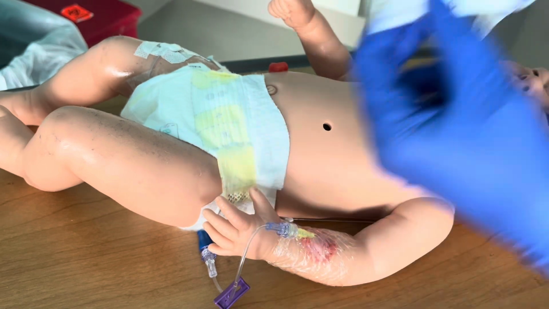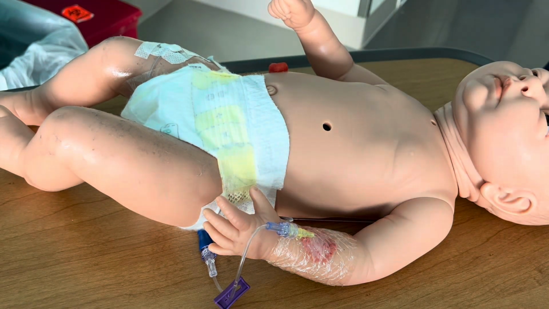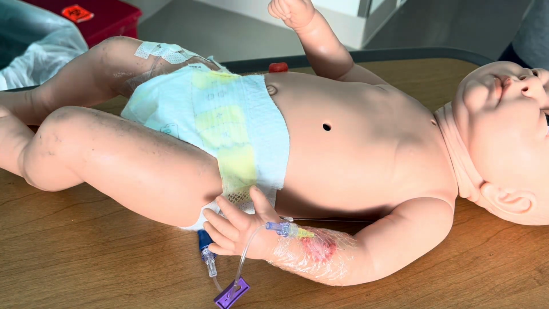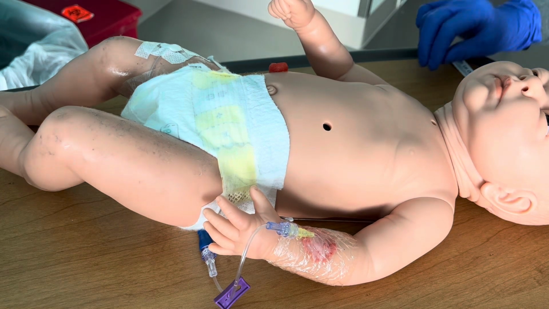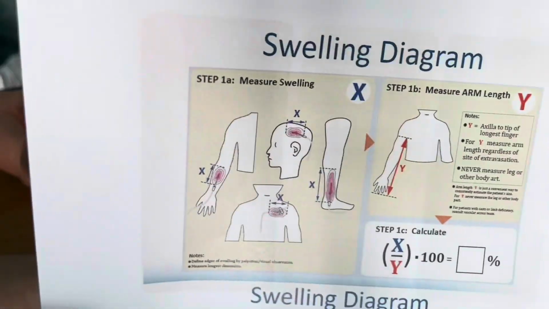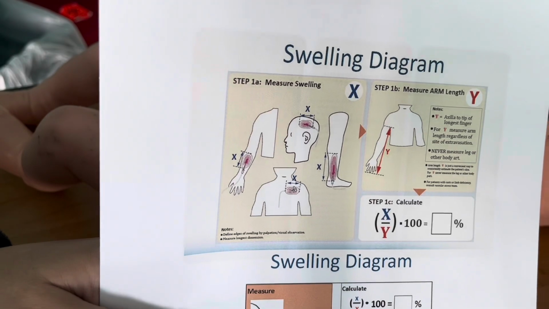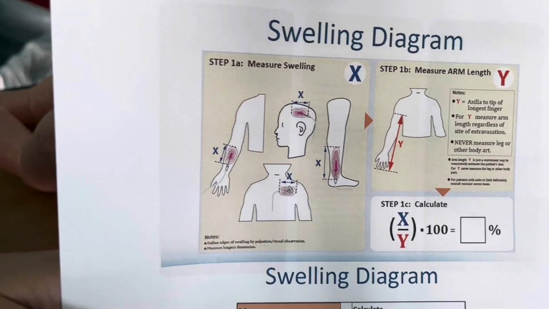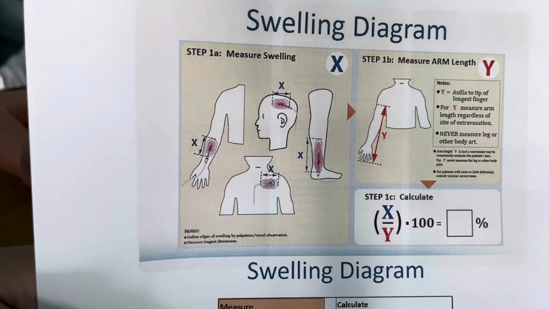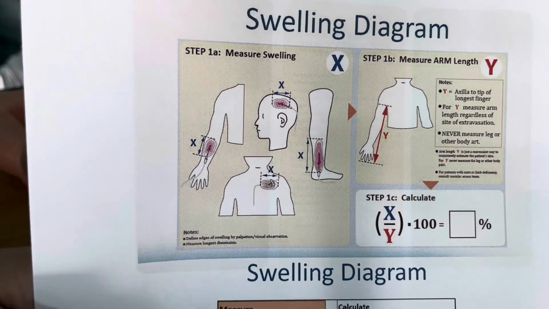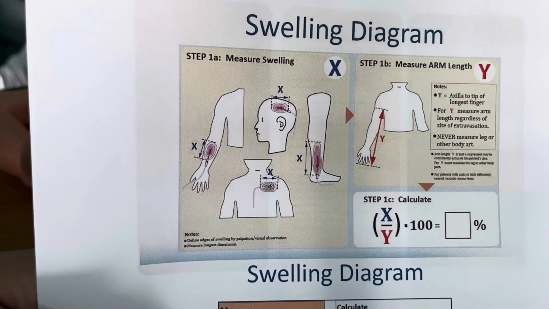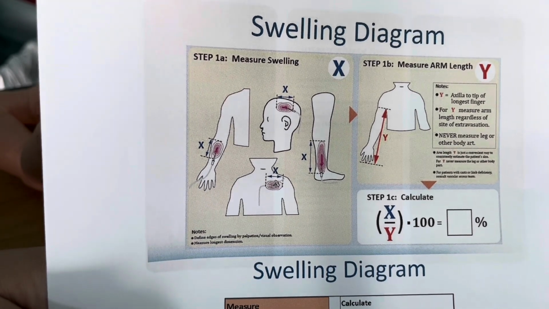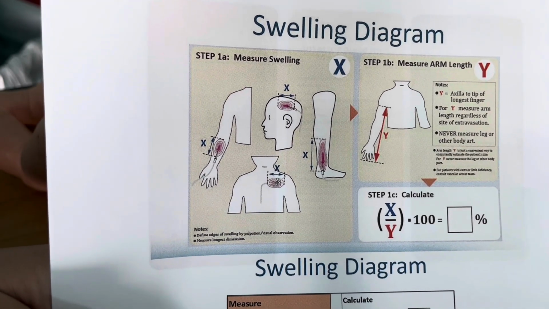So it's 3 centimeters. Then in EPIC and in our policy for PIVs, there is a diagram that you can look at to see the formula to do the calculation. You take the measurement of the infiltrate and divide that by the arm length, and multiply that by 100, and that gives you the percentage of the infiltrate.